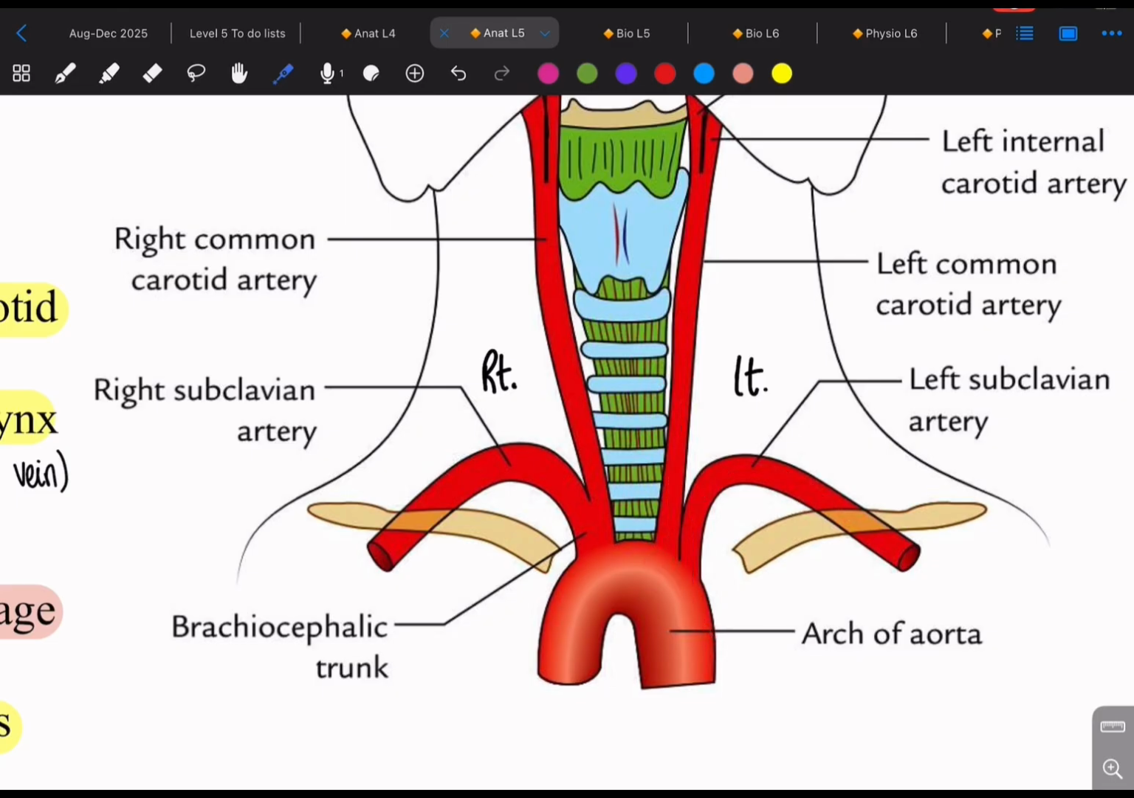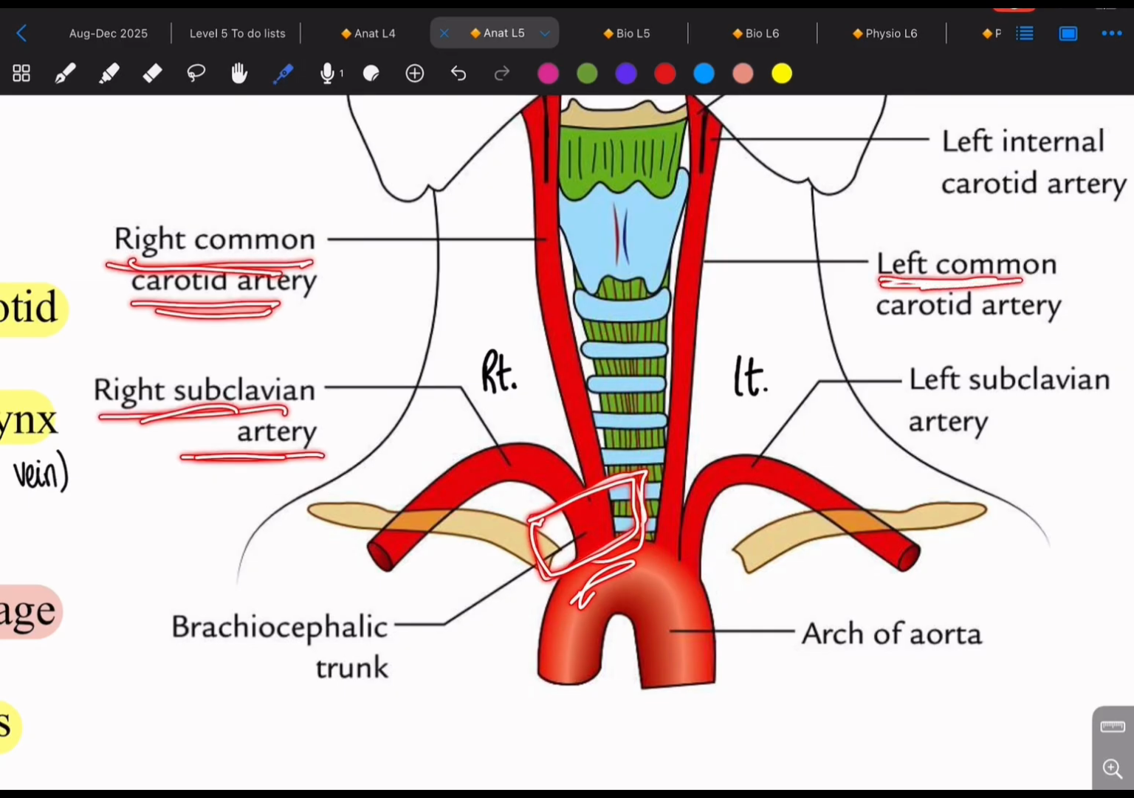Tamam? Now let's see the common carotid and the subclavian arteries on the right side, okay? Let's see the right side. For the right side, we have the arch of the aorta, same thing here. But then we have a trunk known as the brachiocephalic trunk. This brachiocephalic trunk then branches and gives us the right subclavian and the right common carotid. So the origin for the right common carotid artery and the right subclavian artery is not the arch of the aorta, it's the brachiocephalic trunk. Tamam? The origin for the right common carotid and right subclavian is the brachiocephalic trunk. The origin for the left common carotid and the left subclavian is the arch of the aorta.